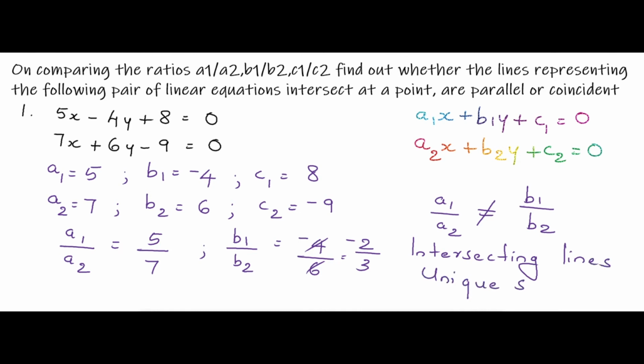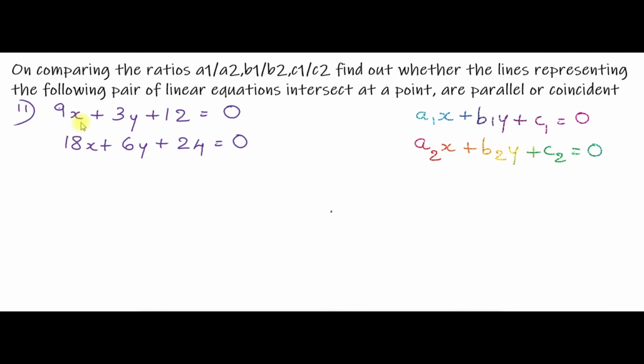Since A1 by A2 not equal to B1 by B2. Second question. 9x plus 3y plus 12 is equal to 0. 18x plus 6y plus 24 equal to 0. Comparing with the general equation, you have to pick A1, A2, B1, B2 and C1, C2.